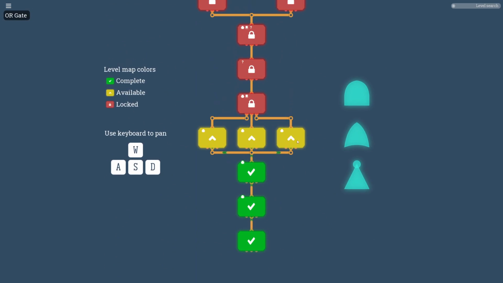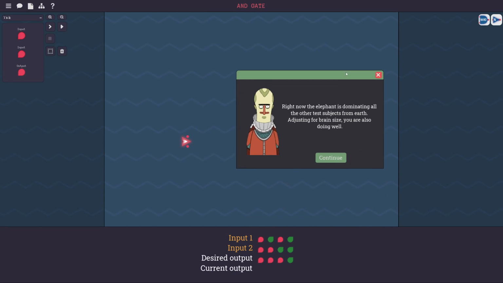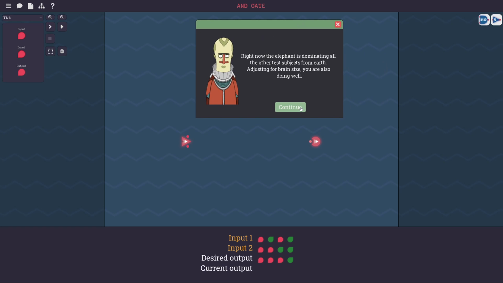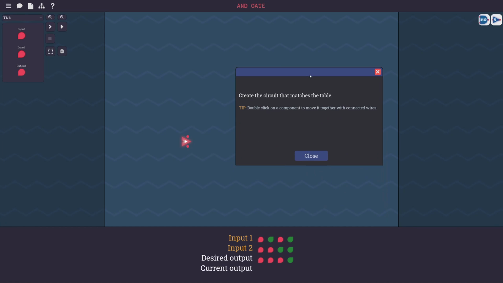It looks like I can choose either of these three, so let's just go left to right. Right now, the elephant is dominating all the other test subjects from Earth. Adjusting for brain size, you are also doing well. All right, I'm not doing too bad. Create the circuit that matches the table. Tip double click on a component to move it together with connected wires.